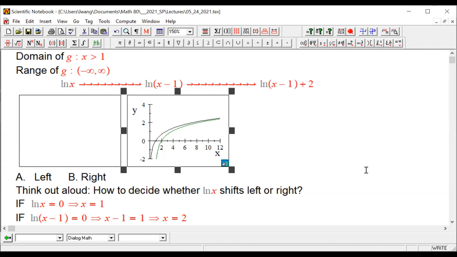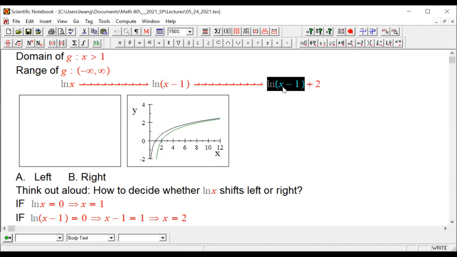So when you're not certain, get a piece of scratch paper to try to figure it out. What are the tools to figure it out? The definition of logarithm, and some common knowledge, such as ln 1 equals 0, log 1 equals 0, log base 3 of 1 equals 0. These are basic information that we can use. So this is shifting right by 1 unit. That's how we get ln x minus 1.